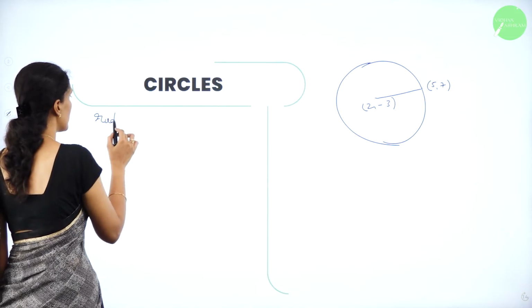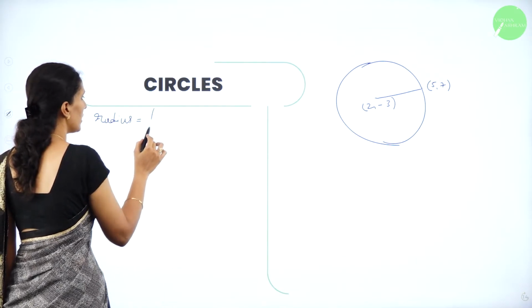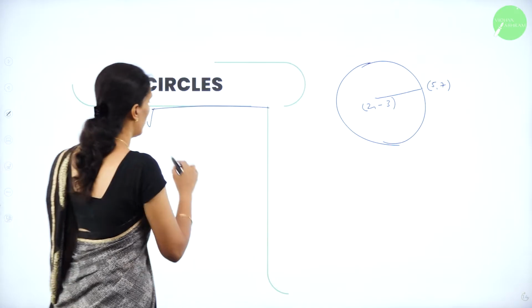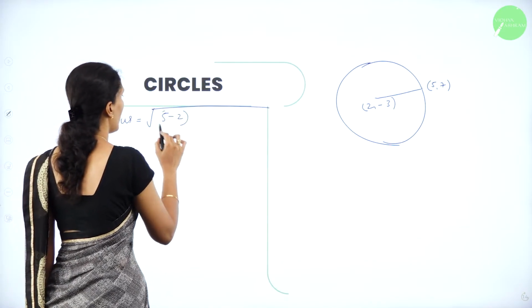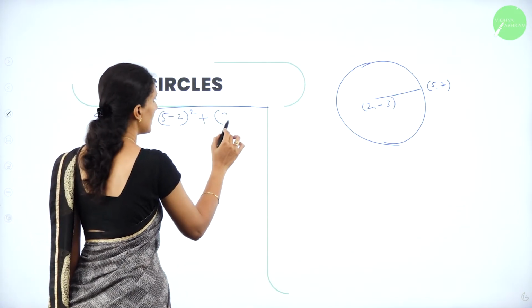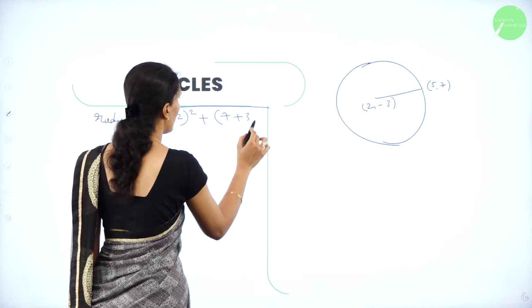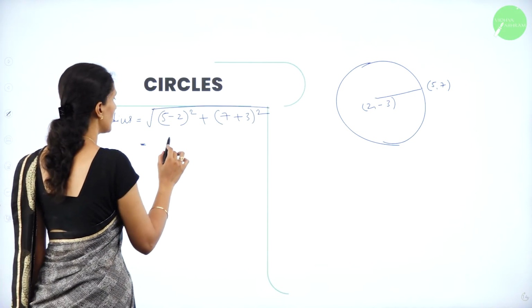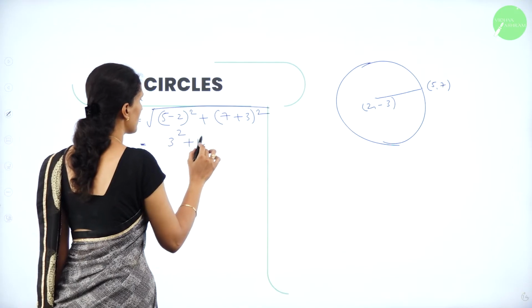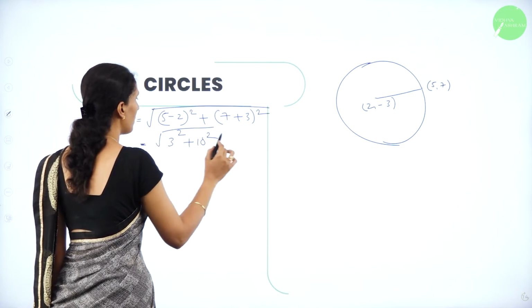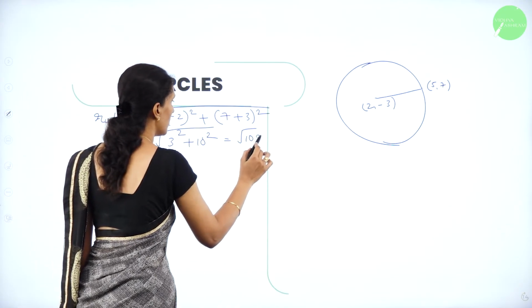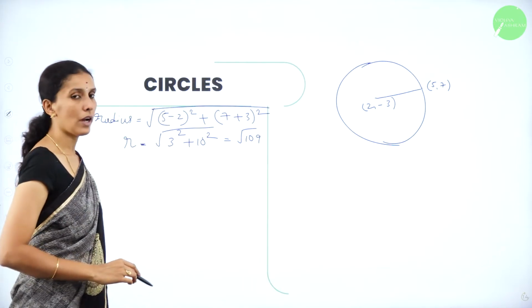Now the radius, if you need, it is the square root of 5 minus 2 whole square plus 7 minus of minus 3 becomes plus 3 whole square, which is 3 square plus 10 square, 100 plus 9, 109. So therefore R is equal to root 109.